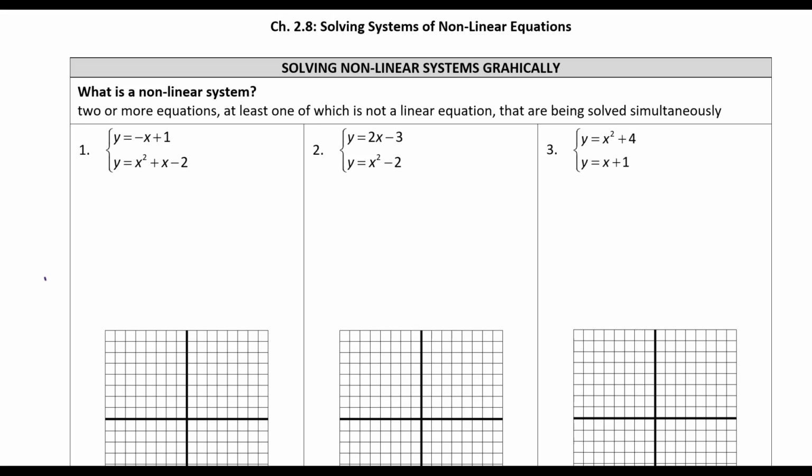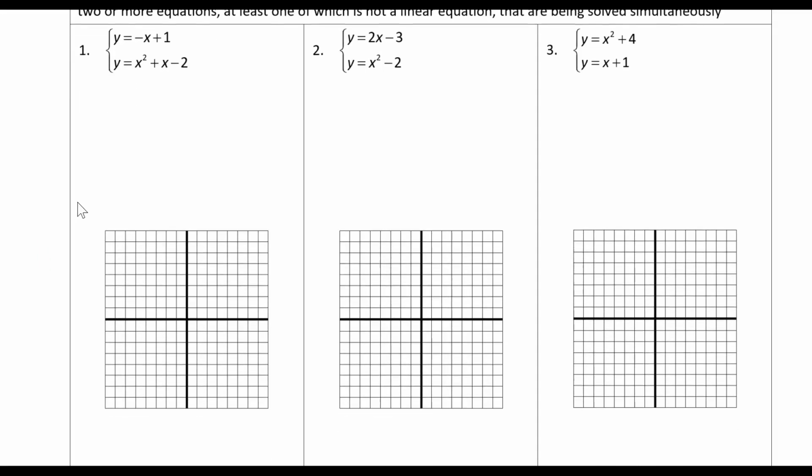If you look at number 1, the first equation is y equals negative x plus 1, and that equation is a line. But the second equation, y equals x squared plus x minus 2, is a quadratic. So we're going to start by graphing the first equation. This first one I'm going to do in purple.